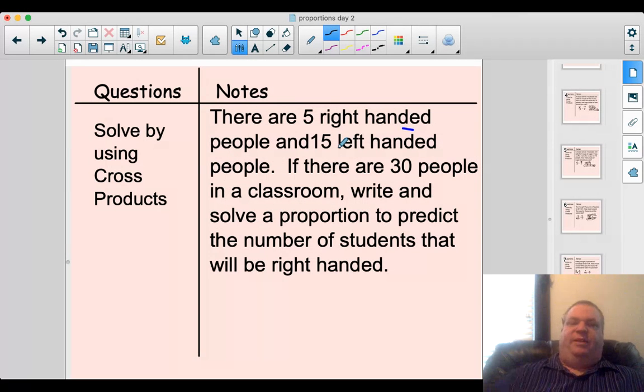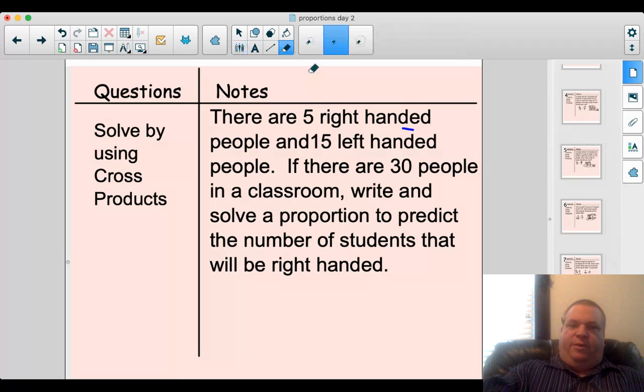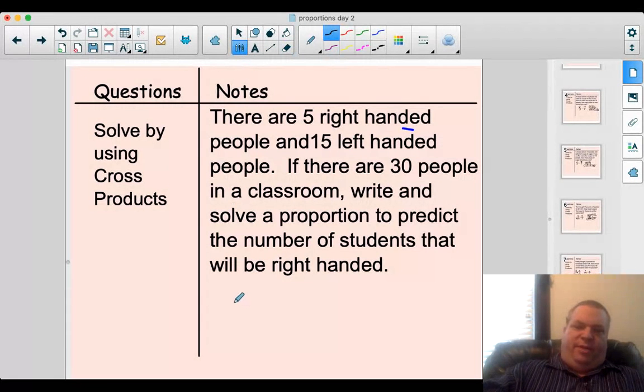There are 5 right-handed people for every 15 left-handed people. If there are 30 people in the classroom, write and solve a proportion to predict the number of students that will be right-handed. This is one that we want to be careful about. Our initial thought might be to do 5 to 15, because that's the ratio that tells us right-handed people to left-handed people.